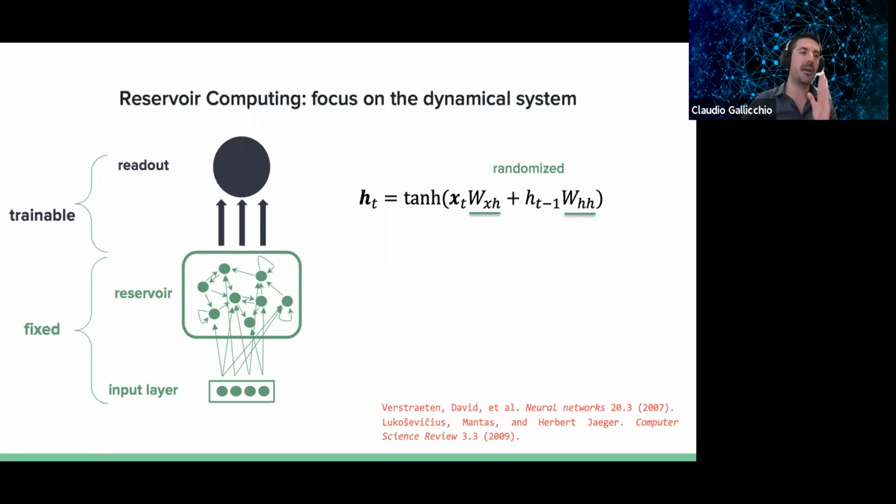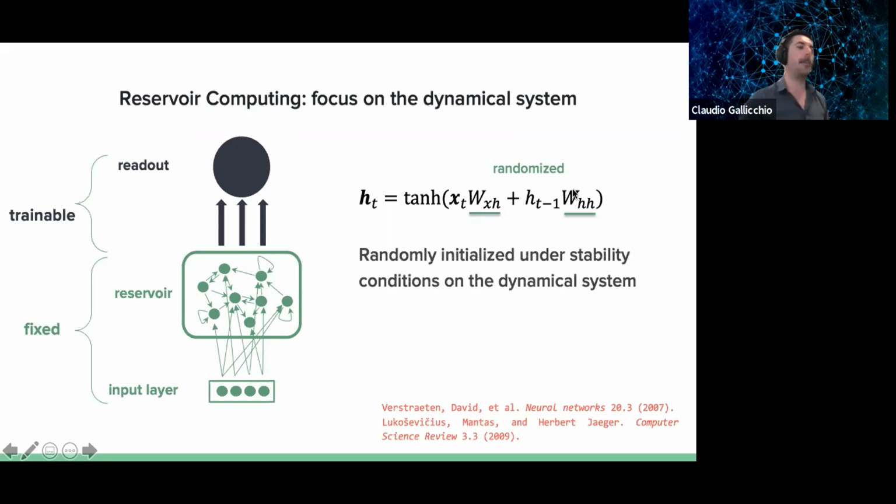All right, so I was saying, these are the two matrices of parameters that can be tuned in order to modify the behavior of my dynamical system. What I'm saying is that I want to randomize these two weight matrices instead of learning them. But in order to do that, I have to initialize them under stability conditions of the dynamical system. I said this component of the neural network can be considered a dynamical system, so if I want to fix these two parameters, I have to impose some constraints.